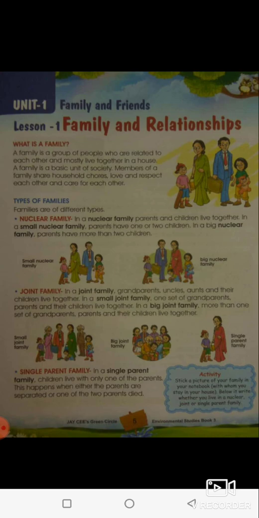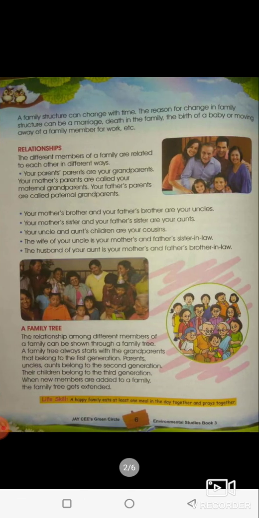I hope these things are clear to you and you have done the activity sticking the pictures of your family members. It was really good. Congratulations. And the next we are going to see is how a family structure can change with time.